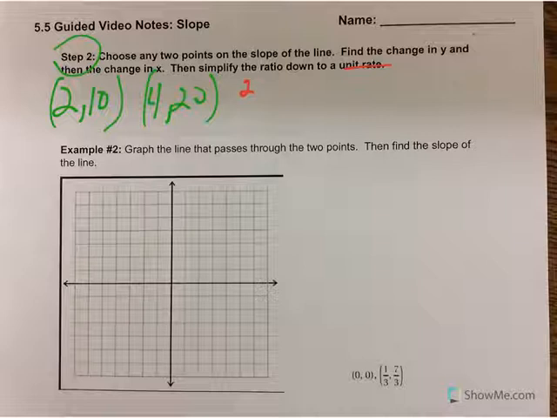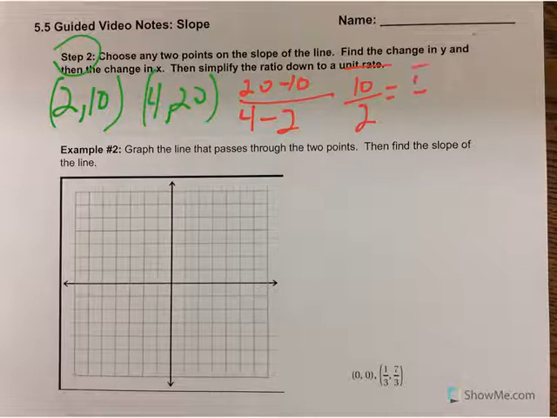So I'm going to have 20 minus 10. And if I do 20 minus 10, then I have to do 4 minus 2. 20 minus 10 is 10. 4 minus 2 is 2. And I would simplify that to 5. They're both divisible by 2. So I would get 5 over 1. And that's my slope. My slope is 5 or 5 over 1.